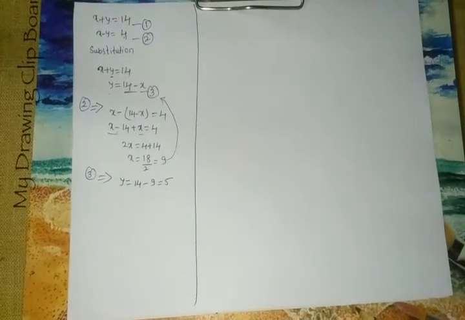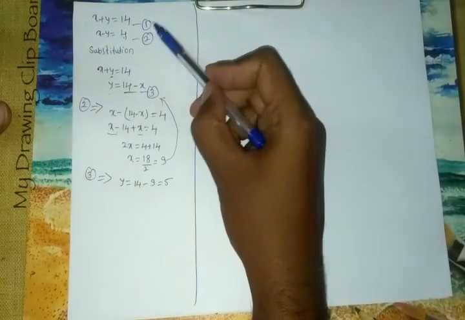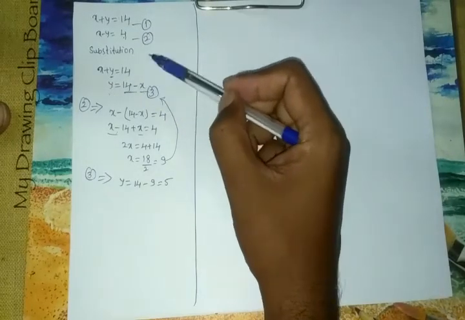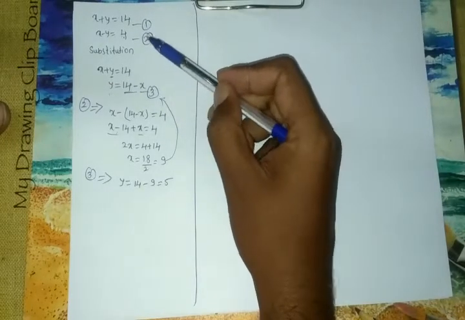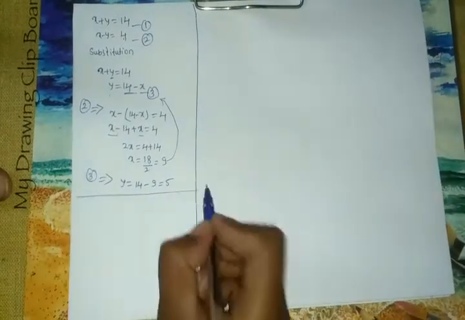In the substitution method, we are substituting one variable in another. It is not necessary that you have to consider equation number 1 and get the value of y in terms of x and put it back in equation 2. You can consider equation number 2 first. Let us try in another way.